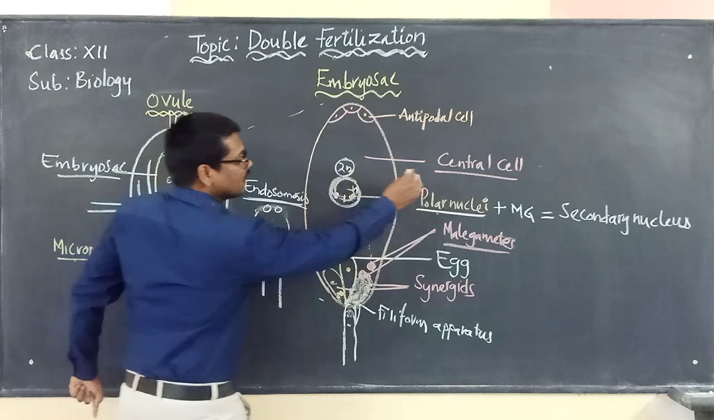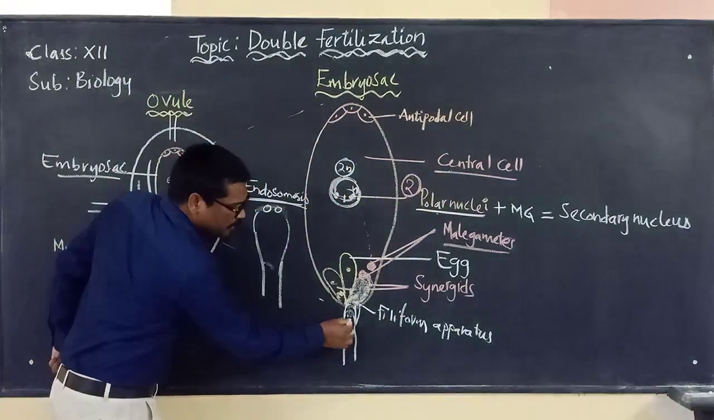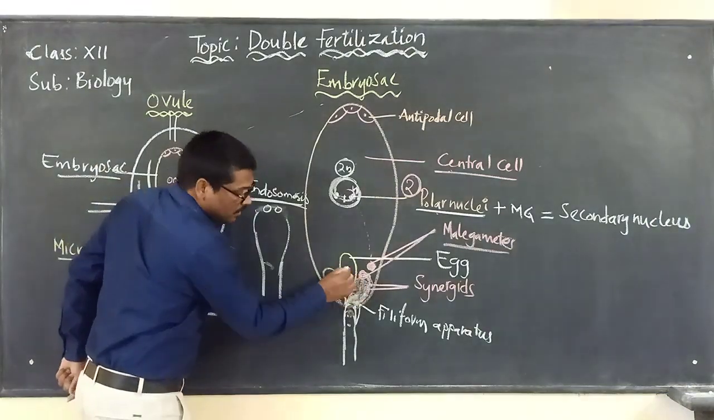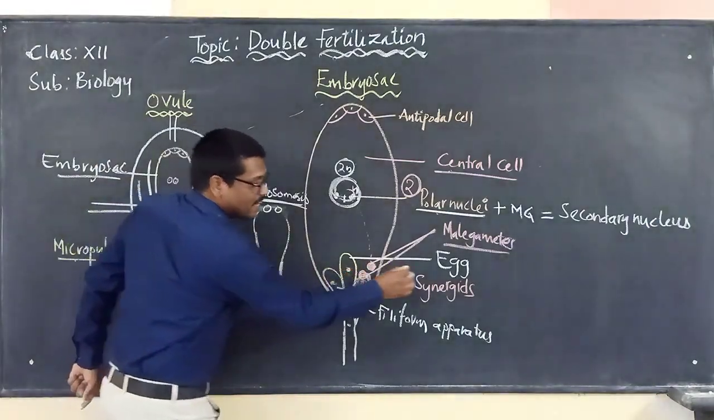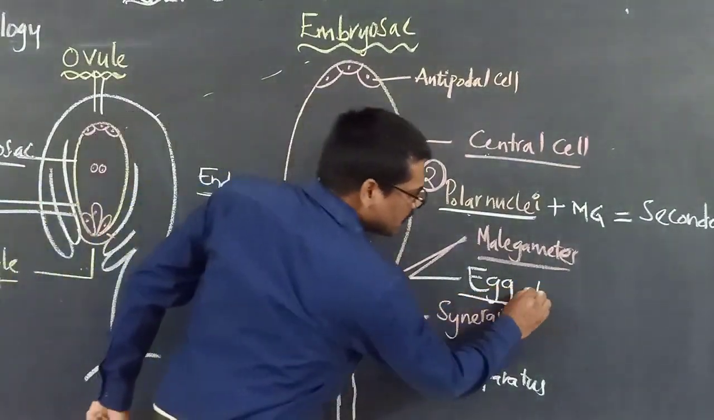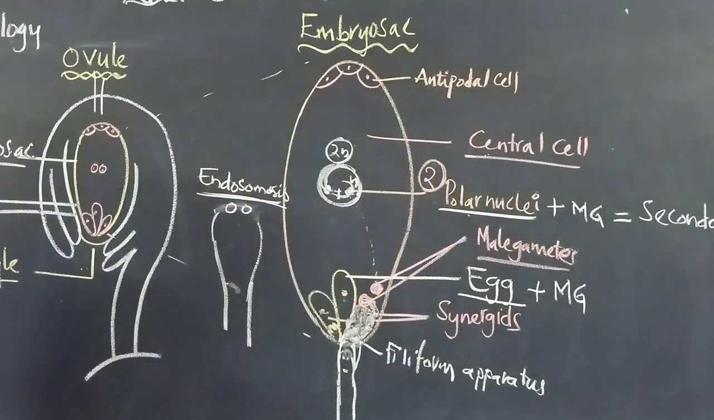And where is it present? It is in the central cell. And what we said, the pollen tube is bringing what? Two male gametes. One male gamete fuses with what now? The egg. This is the female gamete. One male gamete fuses with the egg.